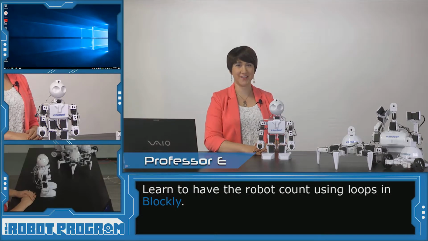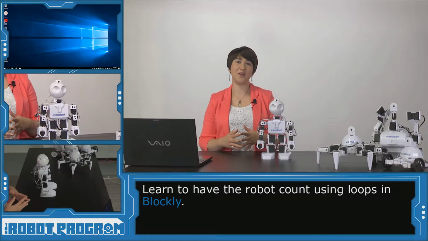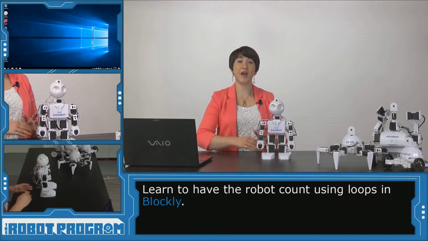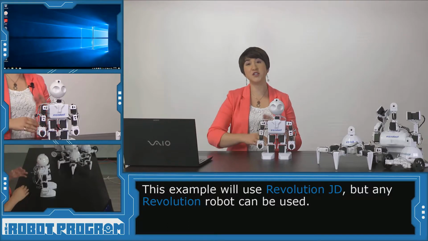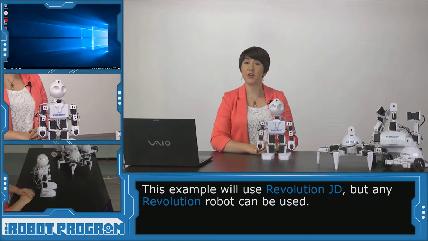I'm Professor E. In this episode, I'm going to show you how we can program JD to count to 10. You can do this activity on all of the Revolution robots, but I'm going to use JD as an example. You can also do this activity using your Easy Robot mobile app.